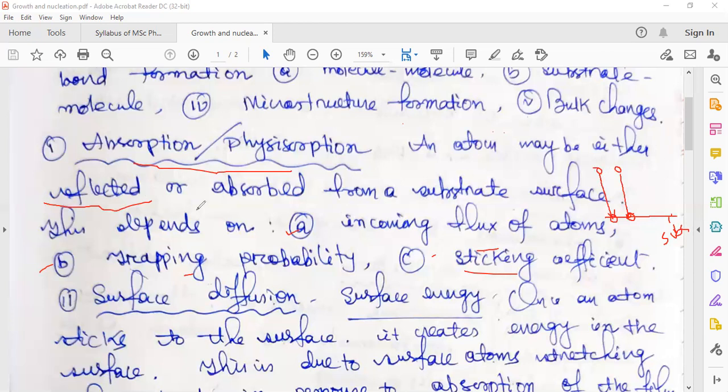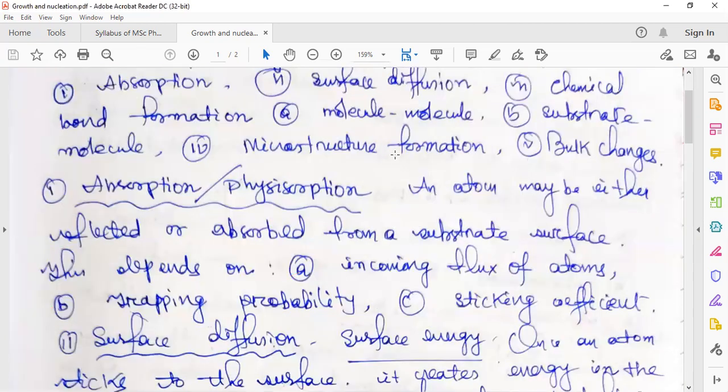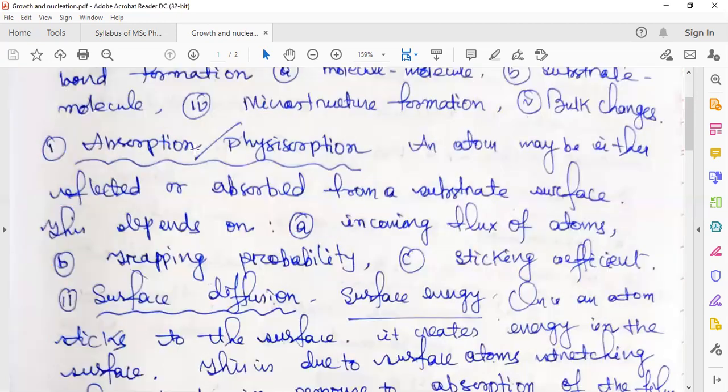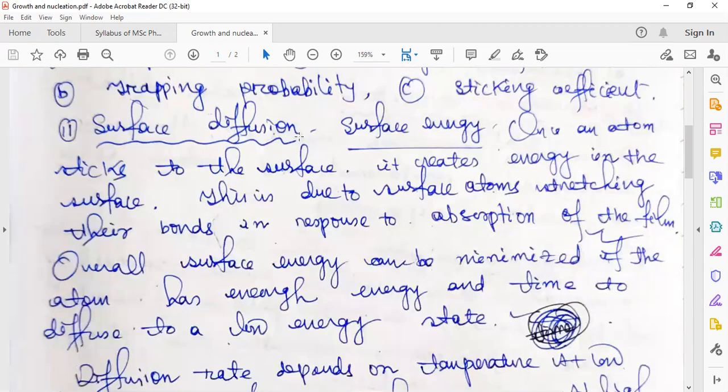So atoms may be reflected or absorbed from a substrate, and it will depend on various factors. Okay, so that is the absorption process, the first step for growth of thin films, and then the next process is surface diffusion.